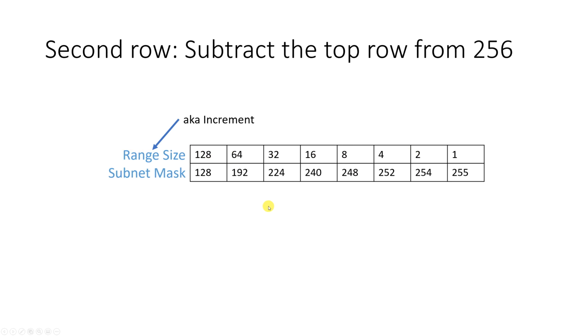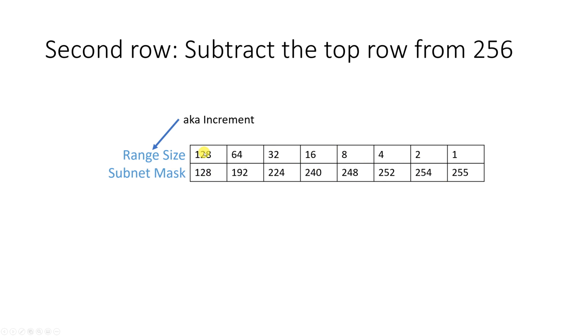The second row, subtract the top row from 256. So 256 minus 128 is 128. 256 minus 64, 192, etc., all the way down here. This is actually going to be the last octet in the IP address for your subnet mask. But don't get all wrapped around the axle about what these numbers do. Just focus on the mechanics of creating this chart.